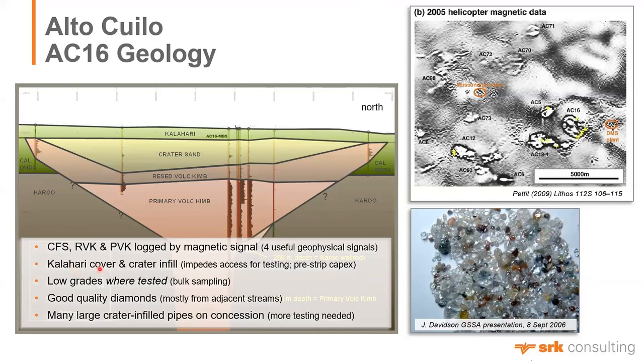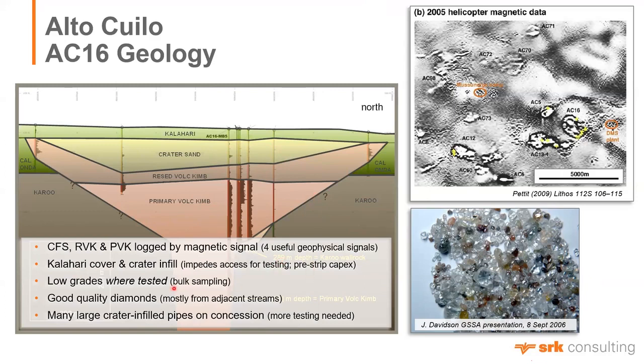I've covered the Kalahari cover and the crater infill. It impedes access for testing. In other words, if you want to get to the primary volcanic clastic kimberlite, you have to drill through, in this case, about 200 meters of other material just to reach your target over there. And in a mining scenario, all of this would be pre-strip, and that will cost money, capex.